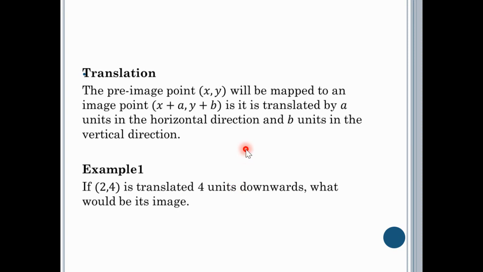Last one, translation. Oh no, this is the first one that we talked about. So it's when you add or subtract, you move the location of the point. So that would be translated. So in this example, (2, 4) is translated 4 units downward, and this is where its image would be. So it means that you're going to add to each of those units 4, and it will be translated. And this is the end.